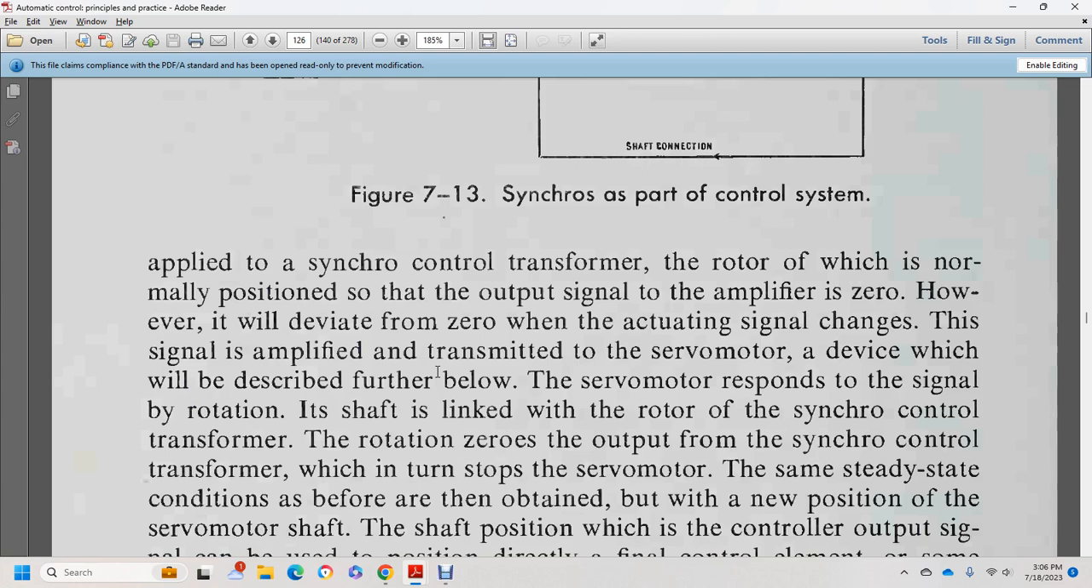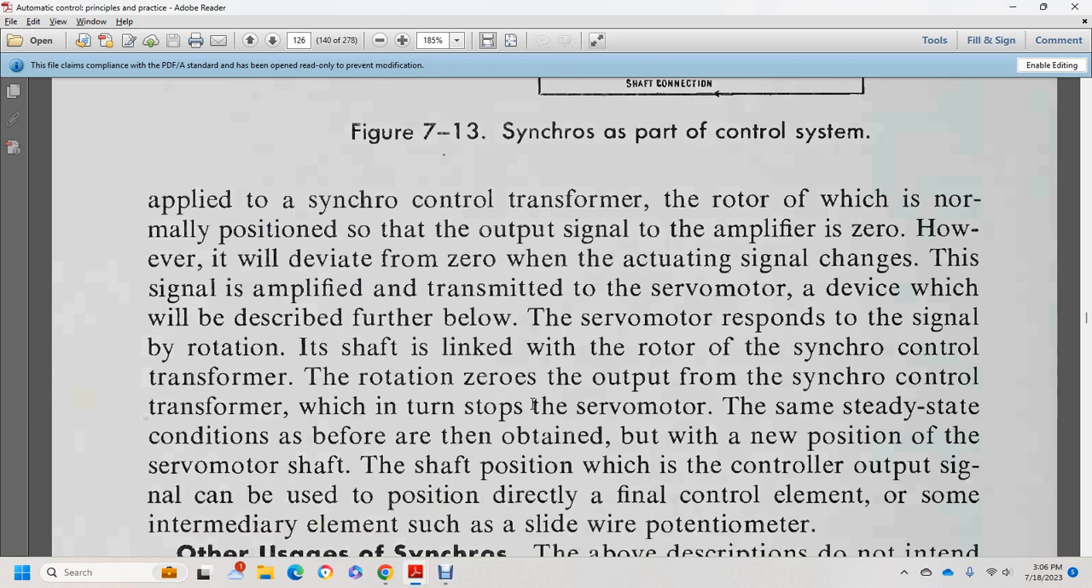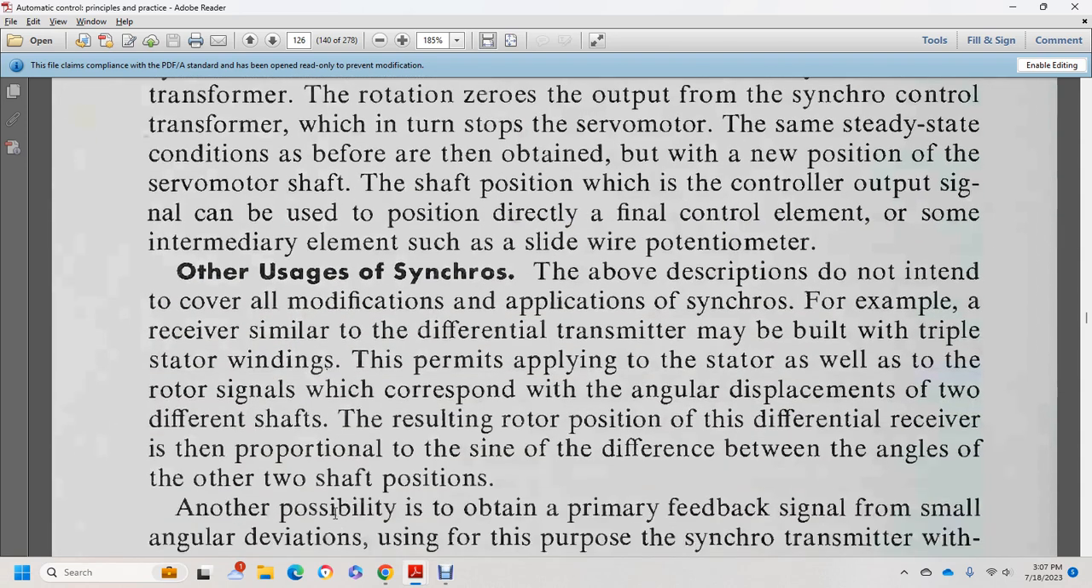The servo motor responds to the signal by rotating the shaft, which turns the rotor of the synchro control transformer to rotation 0, the output of the synchro control transformer being 0. That turns the servo motor until steady state conditions are obtained in the new position of the servo shaft. The position of the shaft controls the output signal, which can be either the position directly of the final control element or some intermediate element such as a slide wire potentiometer.